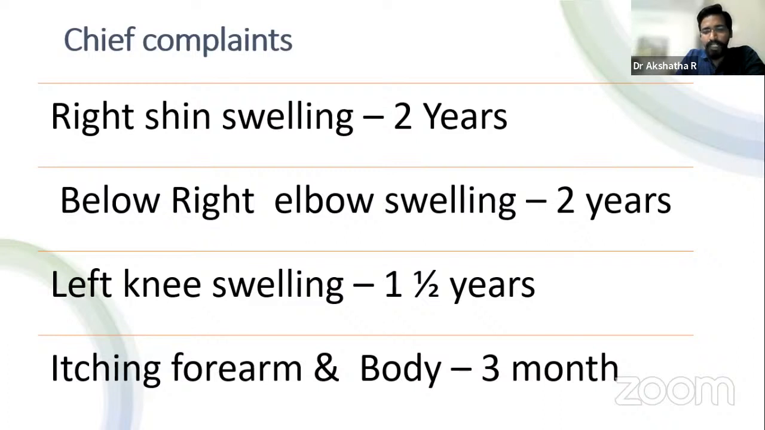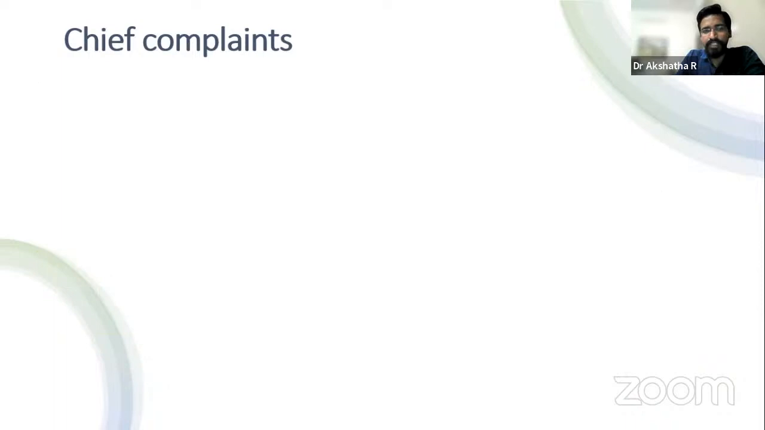Another main complaint was an itchy forearm and body for 3 months. Maybe because he was taking over-the-counter and Ayurvedic treatment, it was not explained well by himself. He had a diffuse itchy rash with no specific diurnal pattern, neither daytime nor nighttime.